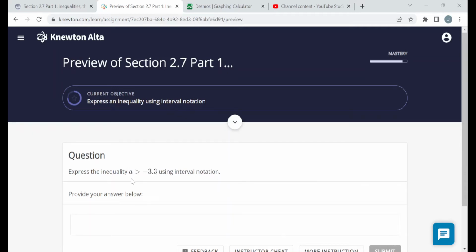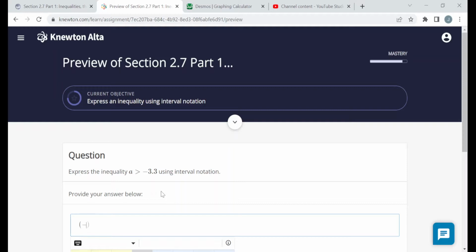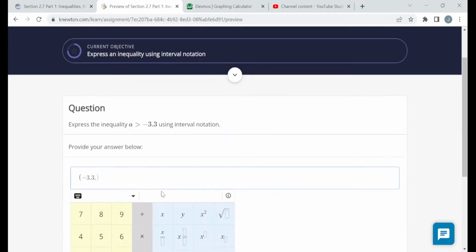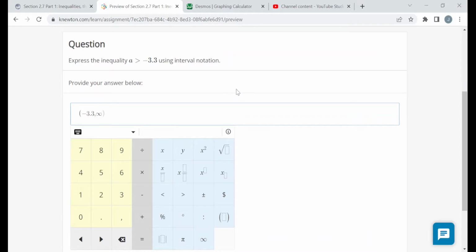Yeah, and then a is greater than -3.3. Notice it's just greater than, not greater than or equal to. So -3.3 is not a solution. I'm going to have a parenthesis on it, right? And it's greater than, so we're going from -3.3, first parenthesis, -3.3, comma, and then to infinity, positive infinity, and then parentheses again on infinity. This is the interval for all the numbers greater than -3.3, so -3.3 to infinity, but not equal to -3.3. Thus the parentheses.